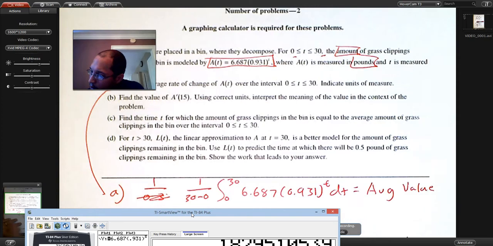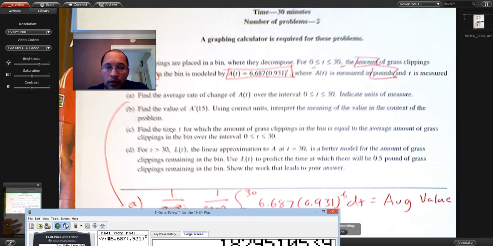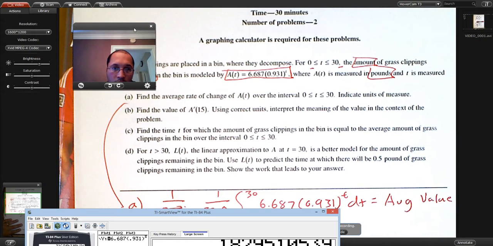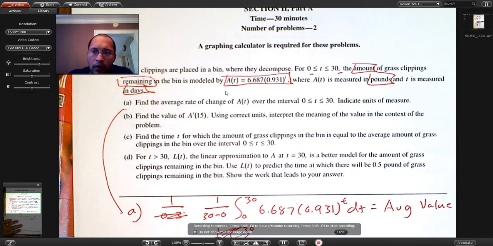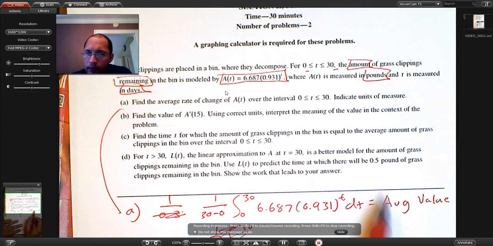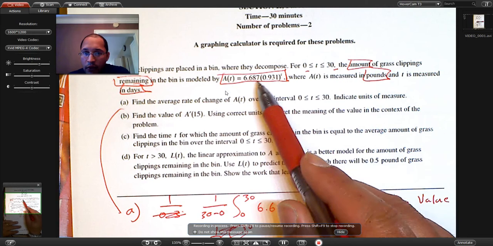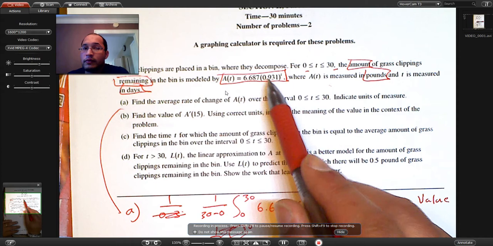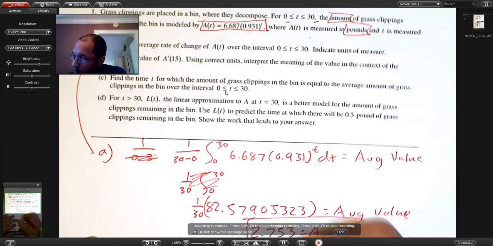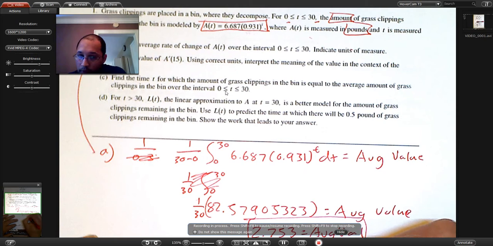Indicate your units of measure. So what are we taking the average value of? Okay, we're actually finding the average value of, let me move this out of the way, A of t, which is measured in pounds. So we're finding the average value of this function, and this function is in pounds. So my average value of this function is in pounds. So 2.753 is measured in pounds.